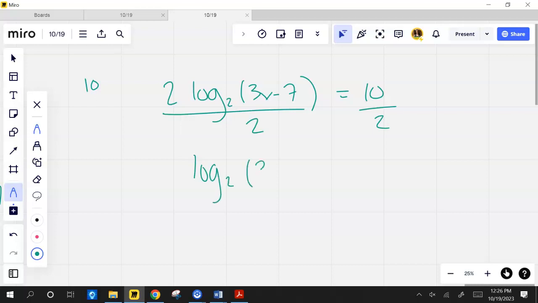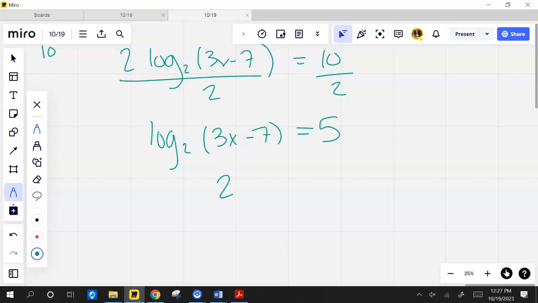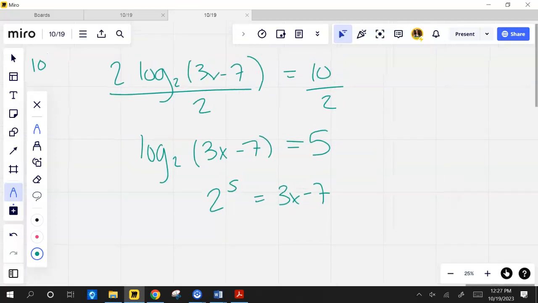If you didn't get this one, it's probably because you made it harder than what it was. And now I would change it to 2 to the 5th equals 3x minus 7. Yeah, I wouldn't have done that. Like, you brought that around as an exponent. Remember, if you got one log and other stuff, always isolate the log. And so I tried to isolate it. Why couldn't you do it?